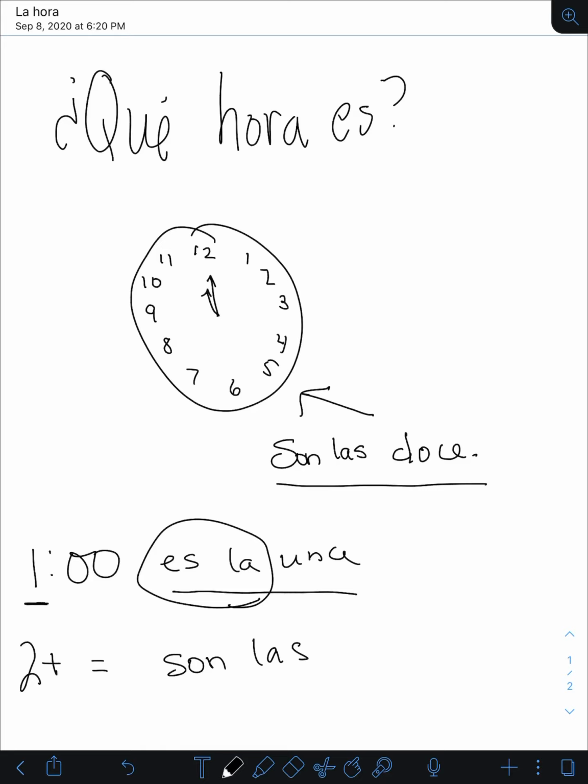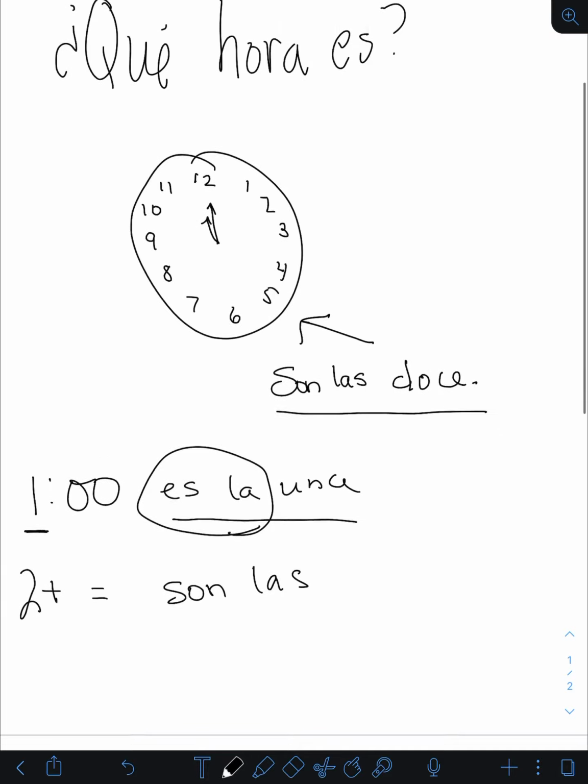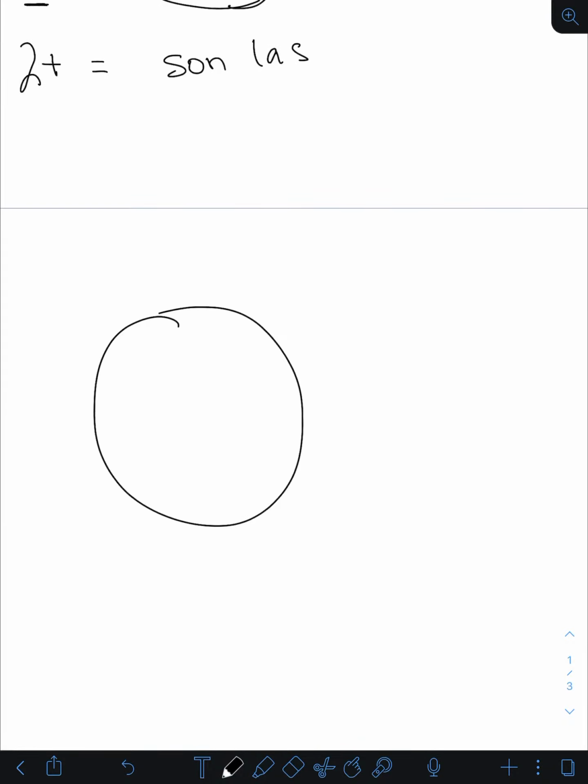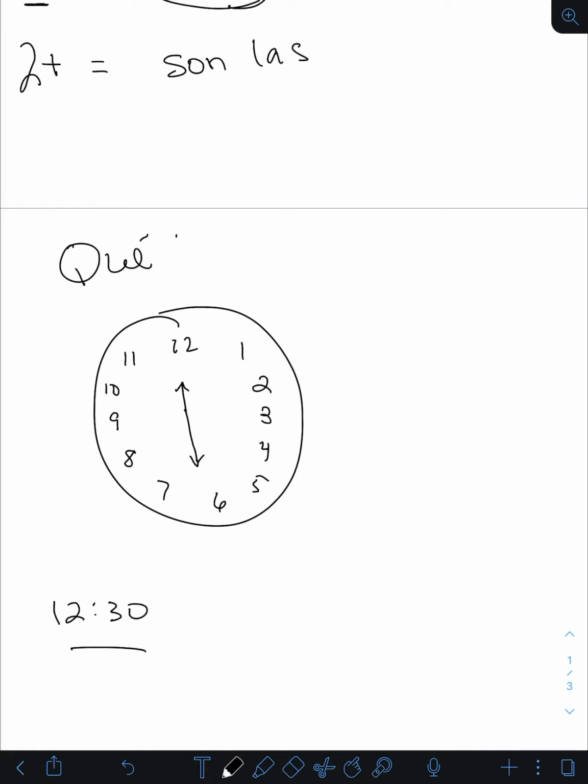Now, if I want to say that it's, let's see, we're going to move this down. If I want it to be 12:30, you guys have got to pray that I remember how to draw a 12:30 clock. So I think it goes like this, right? There's the hour hand, the minute hand. So it's 12:30 right now. If I say Que hora es, what time is it? It's 12:30. We have to tell them in Spanish.